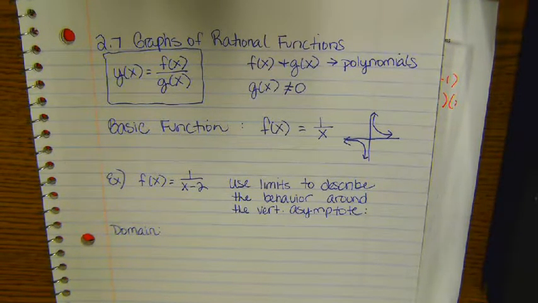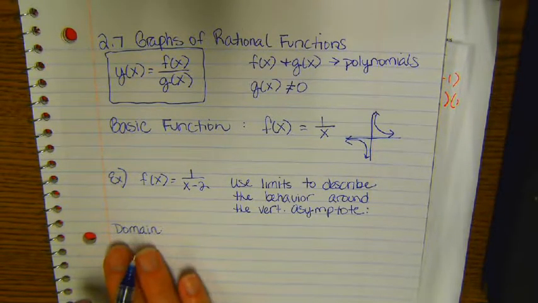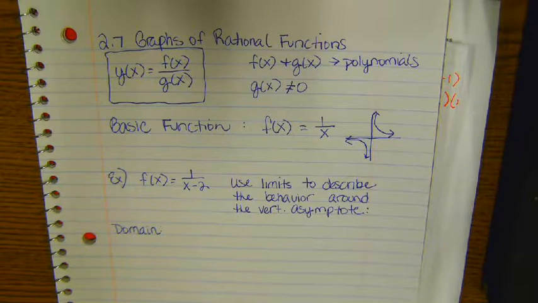Okay, so first we'll start with this, because you should know how to do the domain already. Just in your own words, what's the domain of this function? In other words, what can x be? Yes? All numbers except 2. Yes, all real numbers except x cannot equal 2.